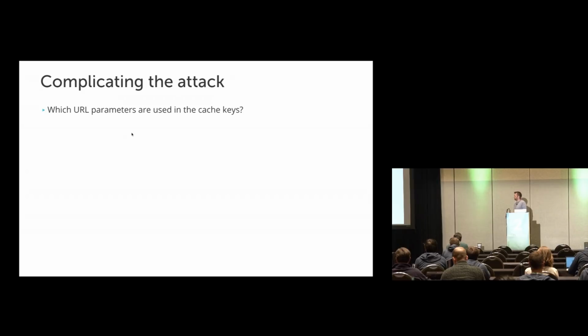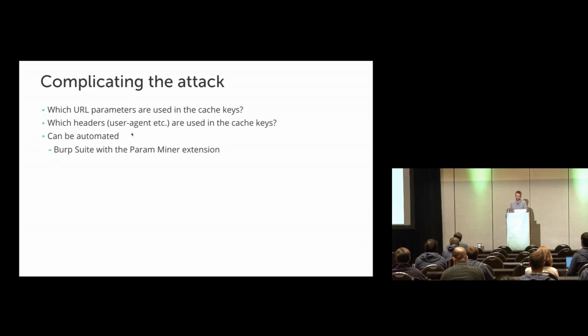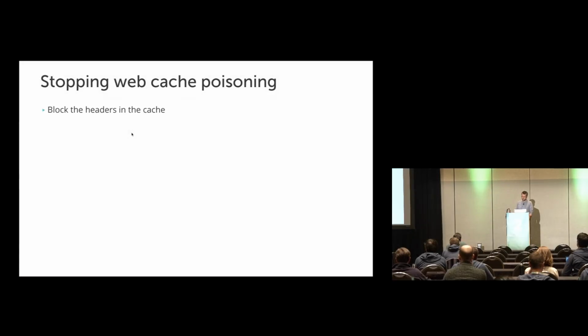It can be hard to do this attack correctly because we have to figure out which URL parameters and which headers are part of the cache keys. But James Kettle, working for Burp Suite, added a new extension called Param Miner, which can automate this. If we want to stop it ourselves, we should block headers like X-Forwarded-Host and X-Host from coming in from the outside, if we're using them. They're not supposed to come from the outside. They're supposed to be added by the proxy.